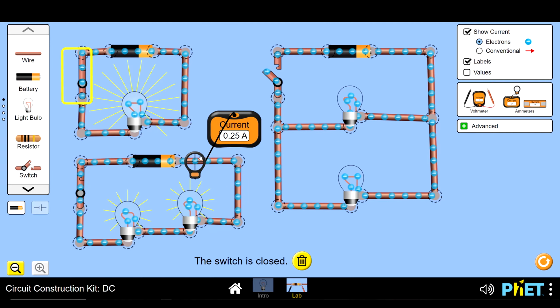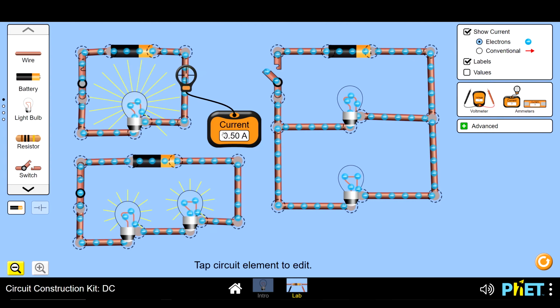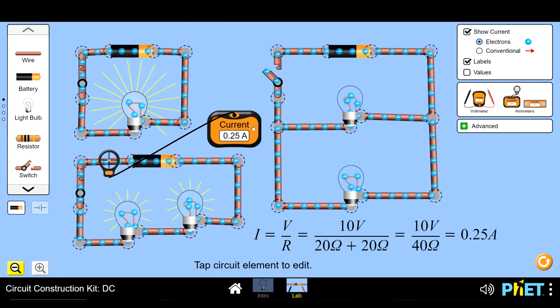Let's close this circuit and see what the current used to be. It used to be 0.5 amps. So if it was 0.5 amps in this circuit, why is it 0.25 amps in this circuit? I bet you can figure this out. It's because of Ohm's law. Ohm's law says that current equals voltage over resistance.